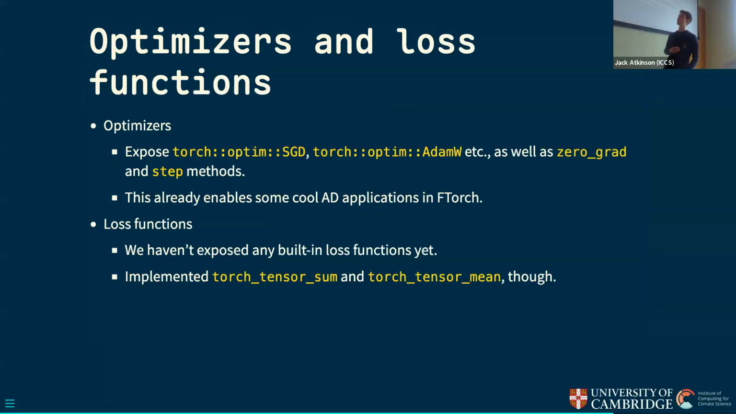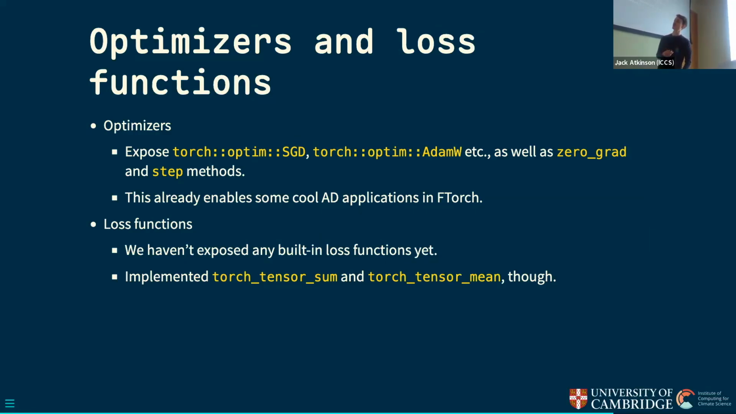So that's automatic differentiation, and then optimizers and loss functions are things that we needed to expose in order to do online training. So we exposed a selection of different optimizers, so stochastic gradient descent and Adam, for example, you might have heard of. And even just with that, you can already do some quite cool stuff, because you can do constrained optimization problems and sensitivity analysis kind of stuff.